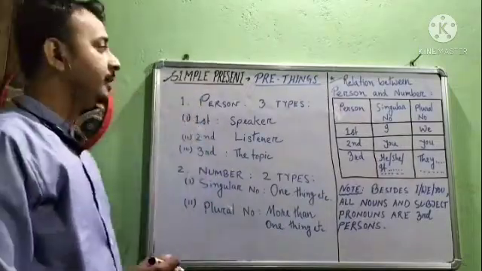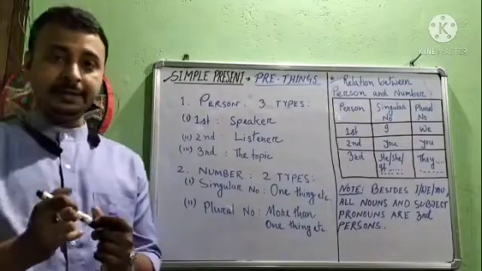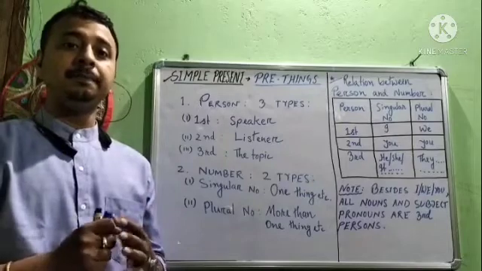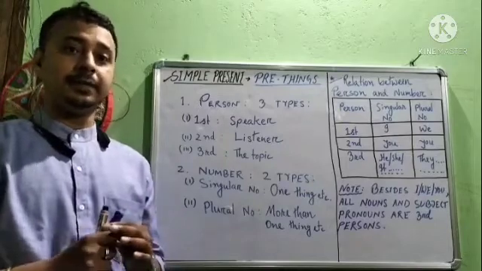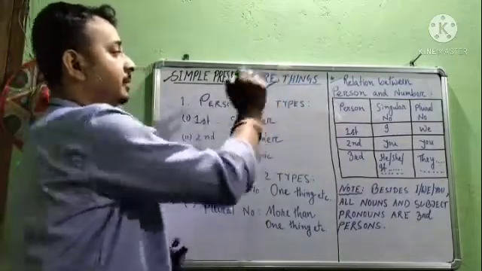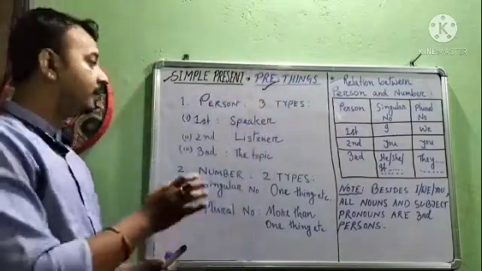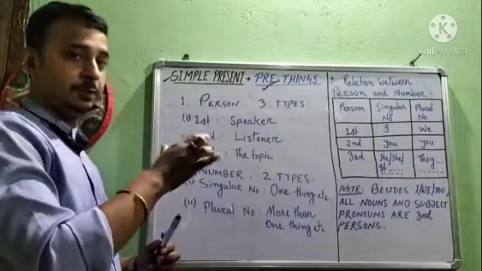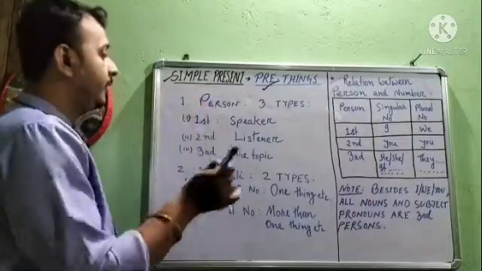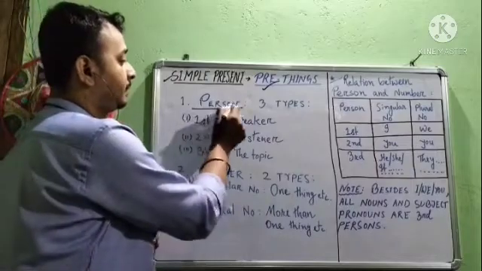Simple present tense. But before I teach you this lesson, simple present tense, I want to teach you some pre-things. That means these are very important things you should know before it. So what are the pre-things? You see, pre-things are only limited things you have to know here. The pre-things, first of all, in English grammar, basically, you should know persons.